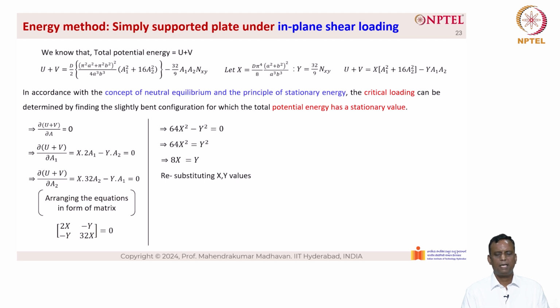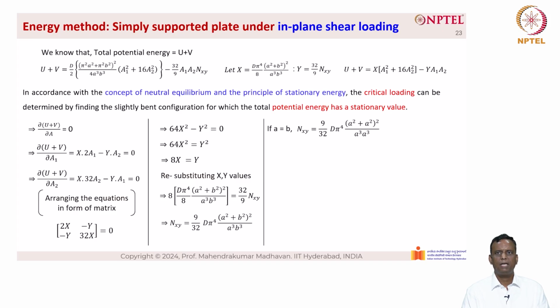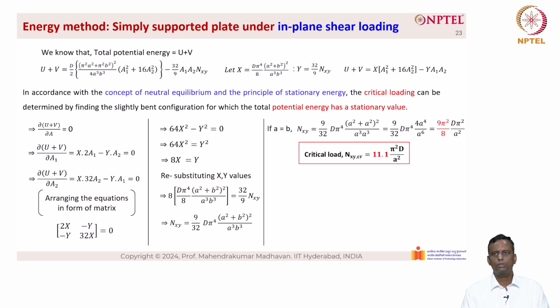Now, resubstituting x and y values, we have 8 into pi power 4 D divided by 8 into a square plus b square, the whole square, divided by a cube b cube, equal to 32 by 9 Nxy. So, now Nxy equal to 9 by 32 into pi power 4 D into a square plus b square, the whole square, divided by a cube b cube. And now, if a equal to b, we have Nxy equal to 9 by 32 pi power 4 D into a square plus a square, the whole square, divided by a cube into a cube, which again simplifies to the value of 9 by 8 pi square into pi square D by a square. This 9 by 8 pi square can be simplified as 11.1. So, the critical load Nxy critical equal to 11.1 into pi square D by a square.